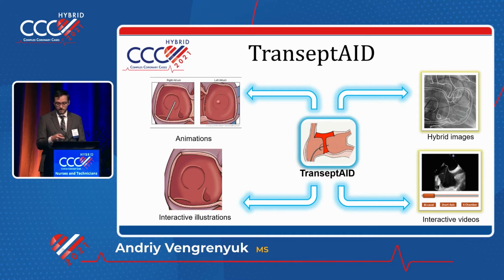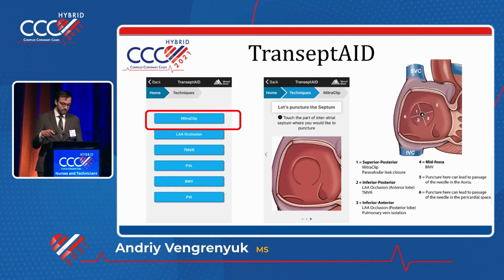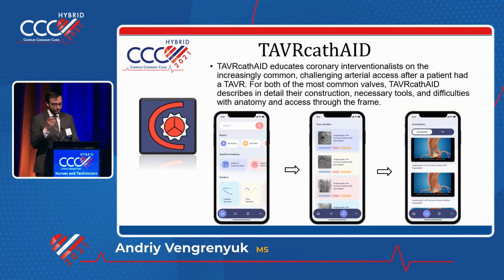There are animations, illustrations, hybrid images with overlays, and interactive videos that can help you understand how that entire process works. For example, in this MitraClip option, we can see a video of the procedure. There is a little game almost, where you click the location and it'll tell you if you're in the right place for that particular procedure. So for MitraClip, you would want to click on number 1.